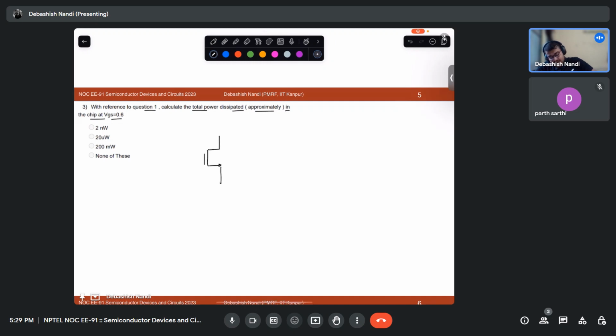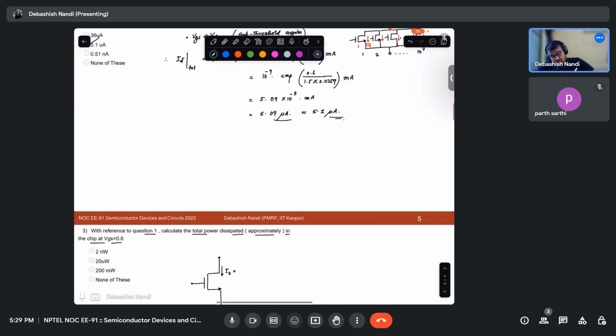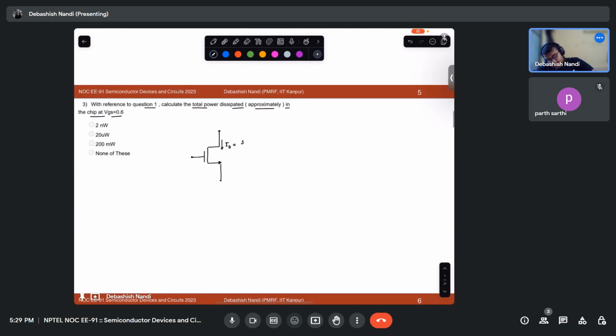If you can calculate the power of one MOSFET, you just need to multiply it with 10 raised to 7, right? So now tell me what will be the power in this case? What will be the power required for this MOSFET? This ID, you know, this 5.1 microampere, 5.1 into 10 raised to minus 7, because the earlier one was for 10 raised to 7 transistors.